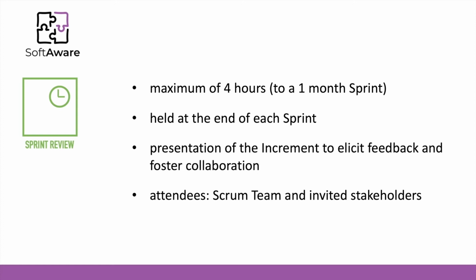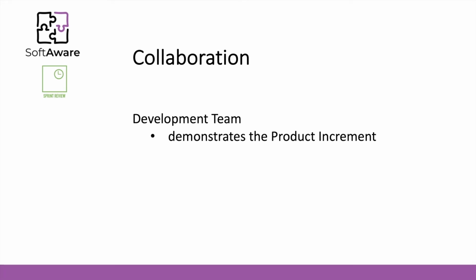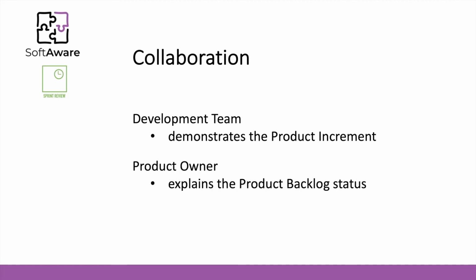progress of the work. What is expected inside of a sprint review time box is to actually collaborate. So you have the development team to demonstrate the product increment, and you have the product owner that explains the product backlog status. So the idea is to actually show to everyone inside of the team and the external stakeholders what was achieved inside of the product backlog.